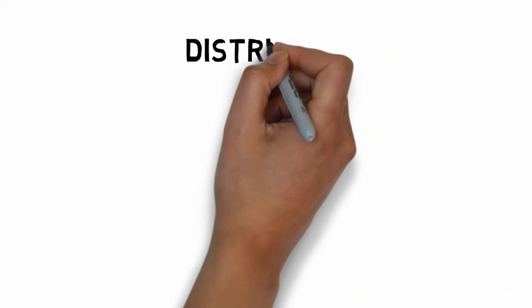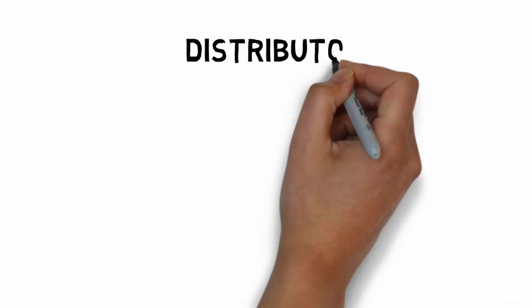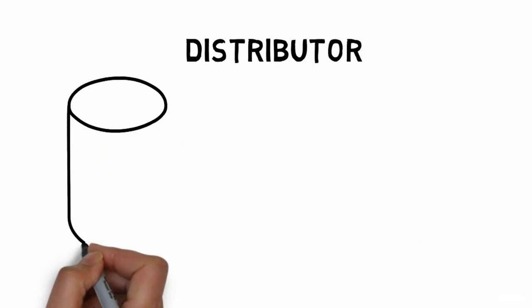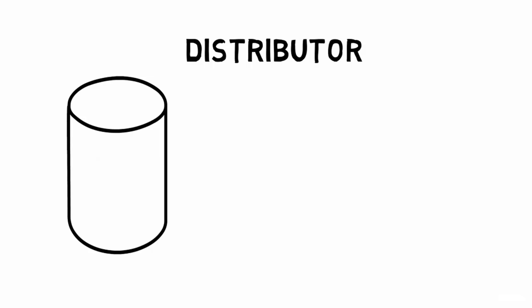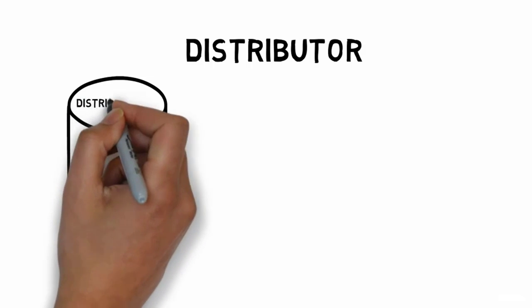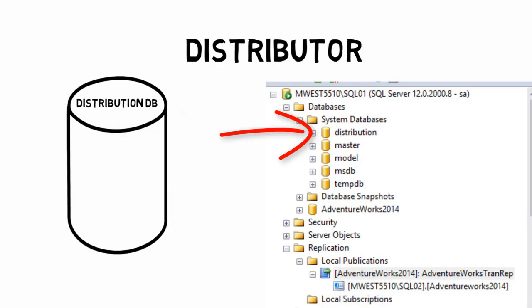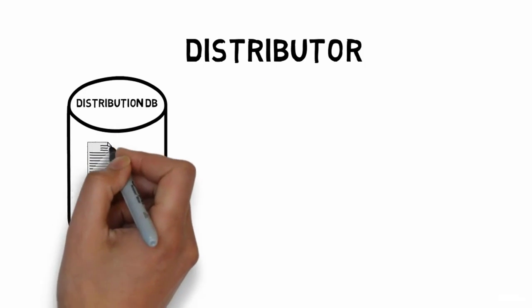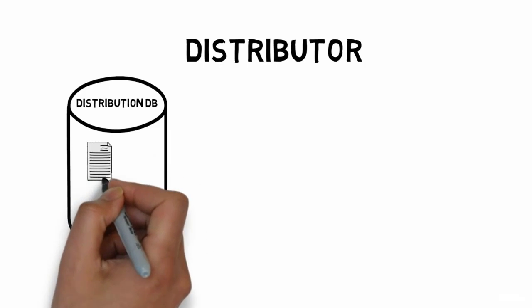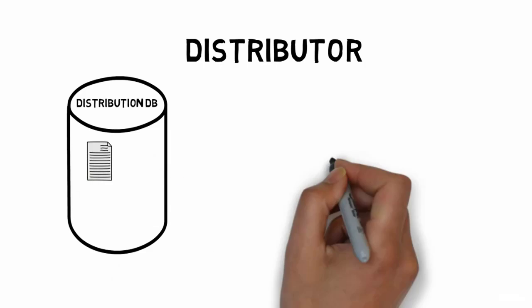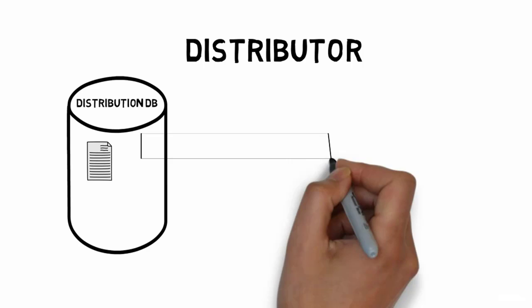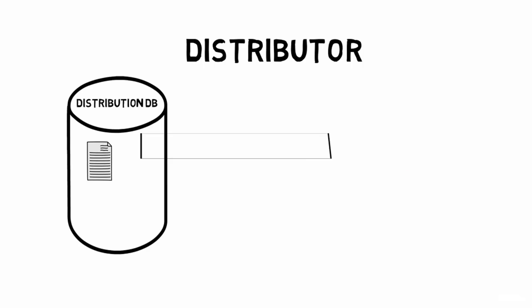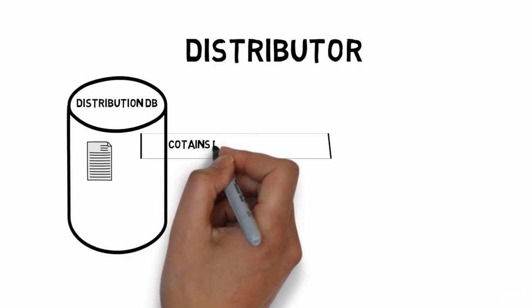All right, in this lecture, let's talk about the distributor and the distribution database. When you set up distribution, SQL Server creates a distribution database. The distribution database is classified as a system database. Now you can install multiple distribution databases on the distributor. If multiple publishers use the same distributor, you can reduce contention if the publisher uses a separate distribution database. However, the majority of the time you'll use one distributor.